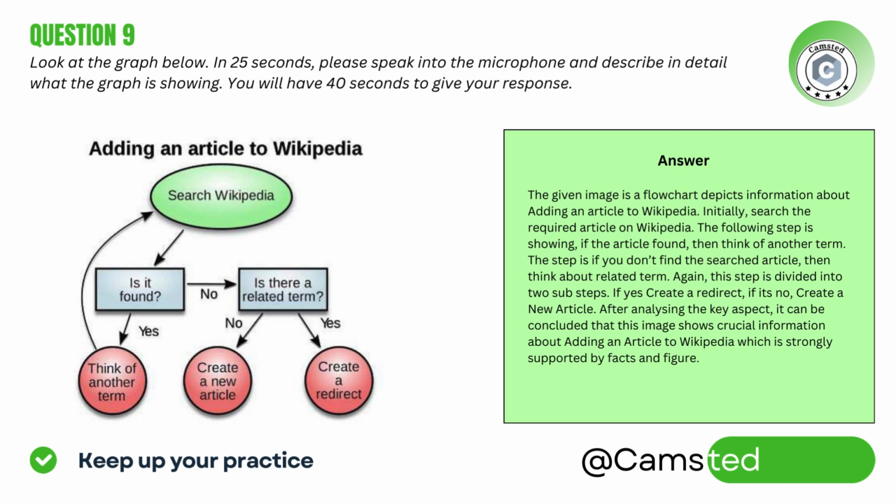Again, this step is divided into 2 sub-steps. If yes, create a redirect, if it's no, create a new article. After analyzing the key aspect, it can be concluded that this image shows crucial information about adding an article to Wikipedia, which is strongly supported by facts and figure.